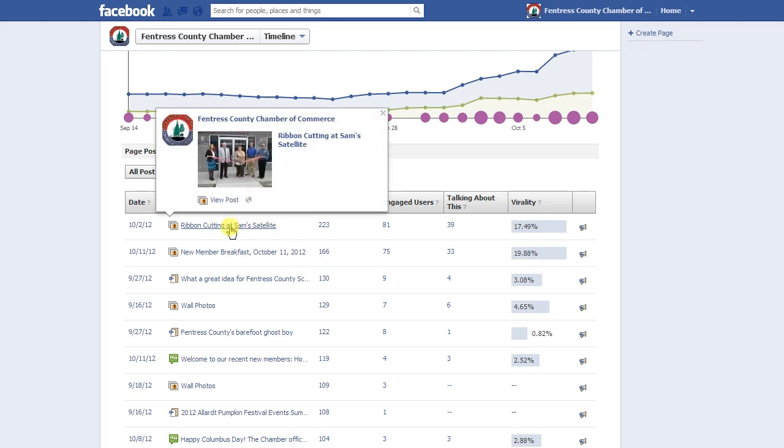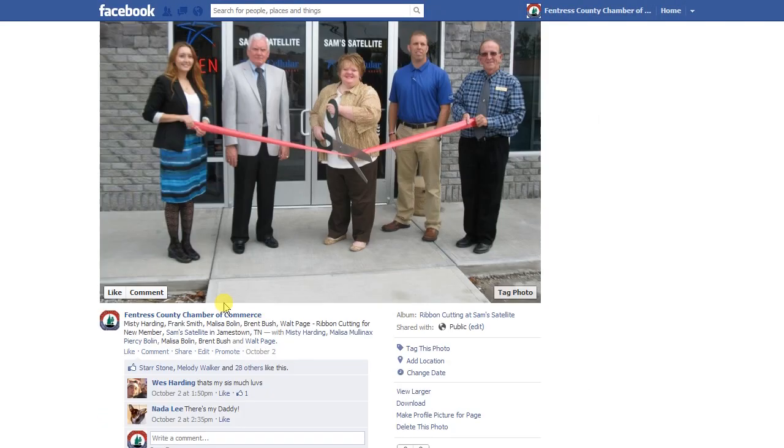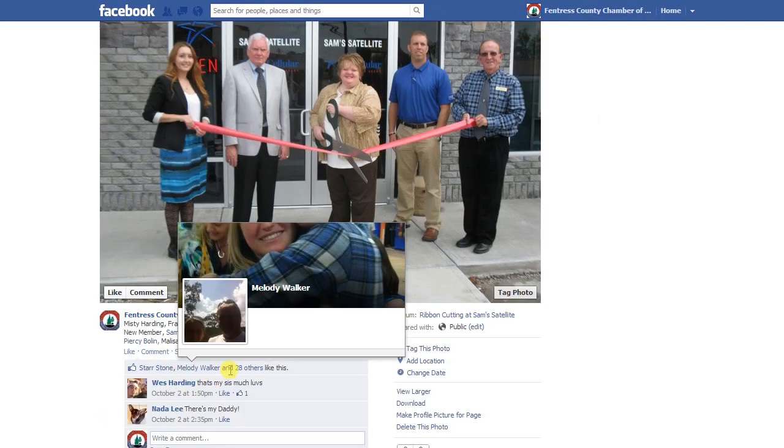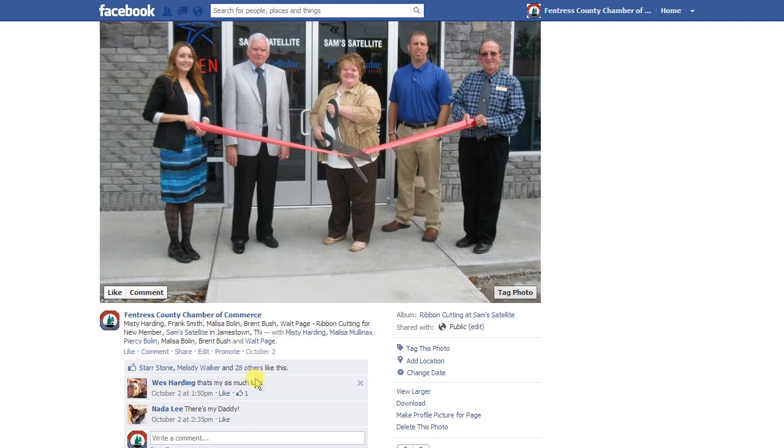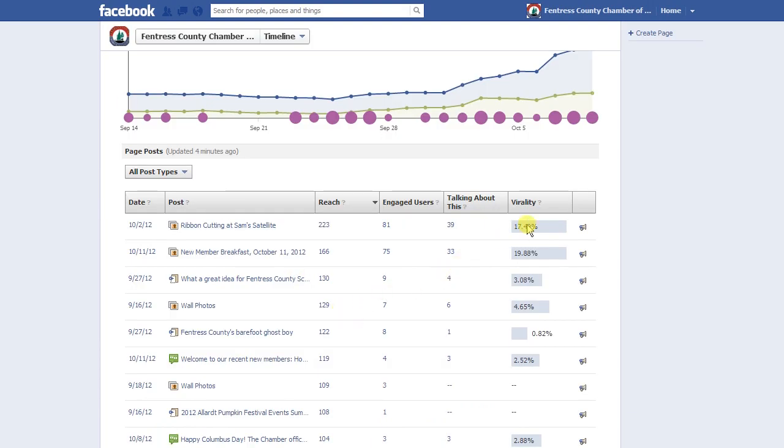So why was this ribbon cutting photo so successful? You view the post and you can see that it got lots and lots of likes. 28 people liked it, or 30 people liked it, and it got some comments. So you could say it was a bit of a viral post. And actually you can look over here, the virality of it was 17%, which is a good number.